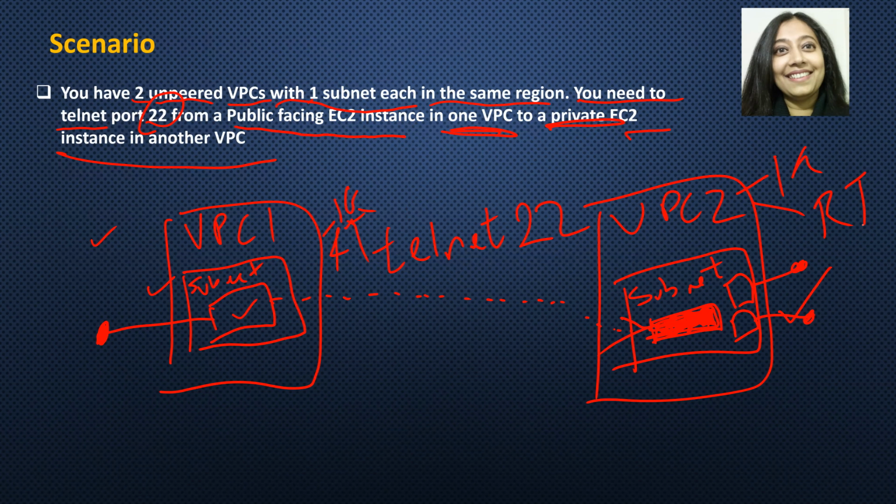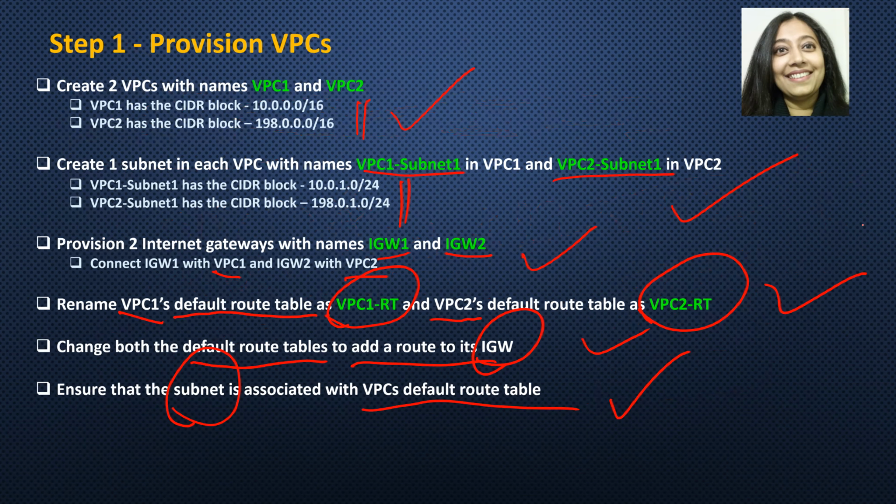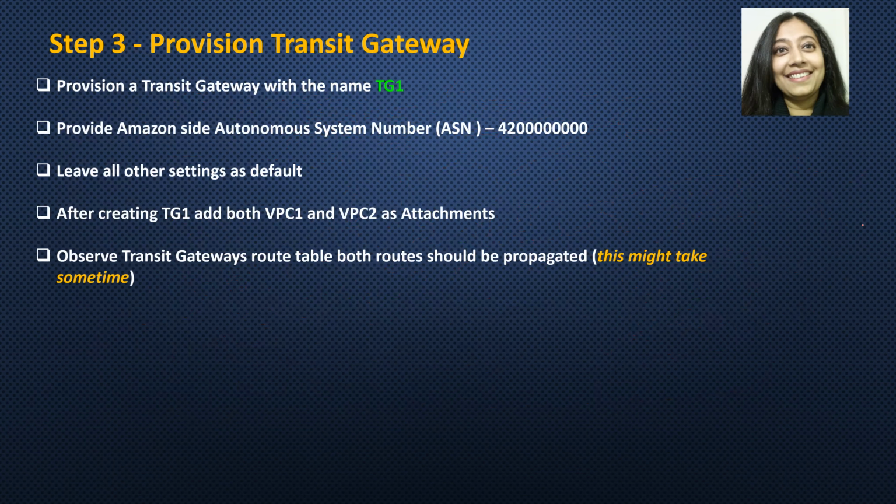So now we need to continue further ahead, right? Remember that both these VPCs are not peered, or are unpeered, so there is no way for them to communicate amongst themselves. And for us to be able to do that, we have to provision AWS Transit Gateway. So that's our next step.